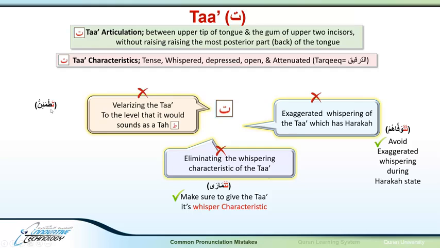The right way of pronouncing it is tatma'in, tatma'in, a clear ta and a clear ta. The first one is not velarized, it's attenuated. The second one, which is the ta, is actually velarized. So you should keep the ta attenuated and you shouldn't mix it with the ta.